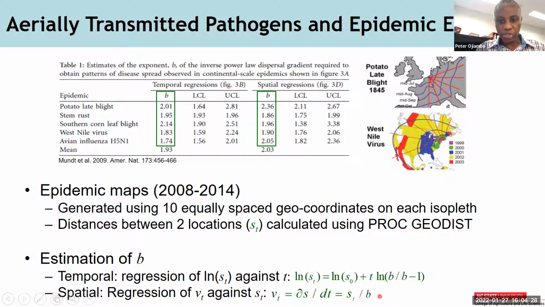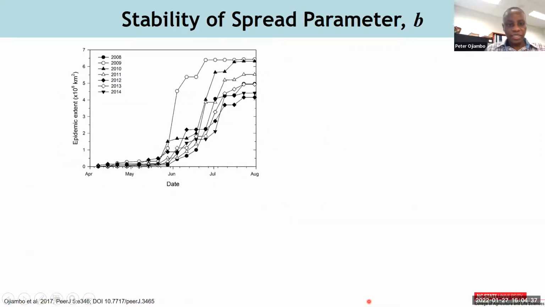If you do the regression, you get the slope. The slope, for example, B, the inverse of that will give you the parameter B itself. So we did that. This is some of the data that we generated for 2008 to 2009. On the x-axis, you have the date. Then on the y-axis, the epidemic extent, in other words, the area that was covered by the wave front during that particular season.